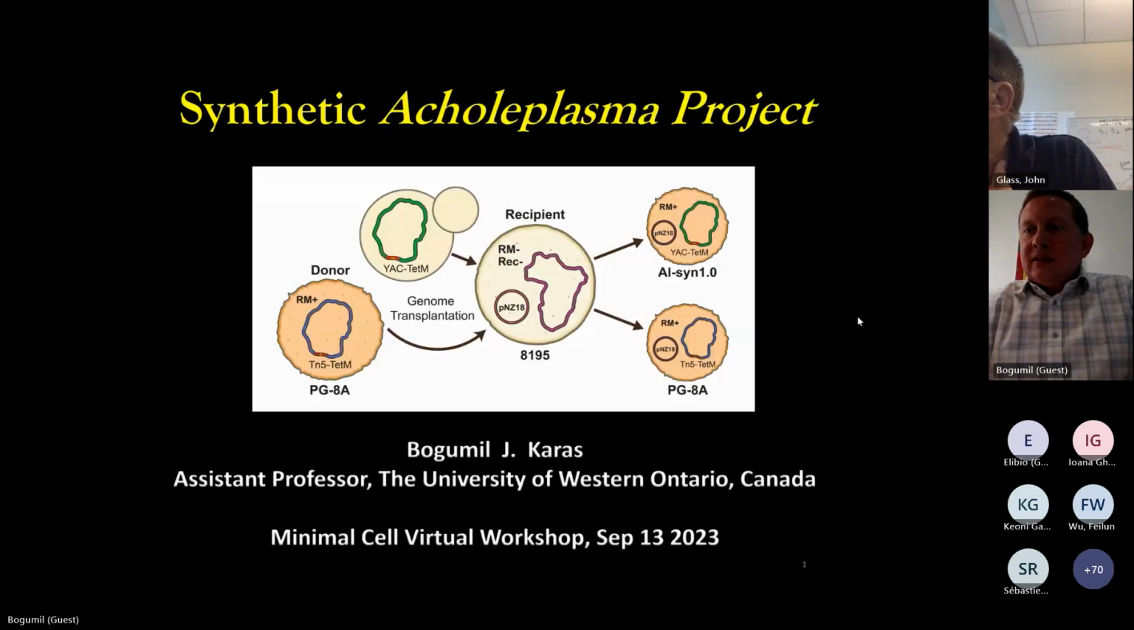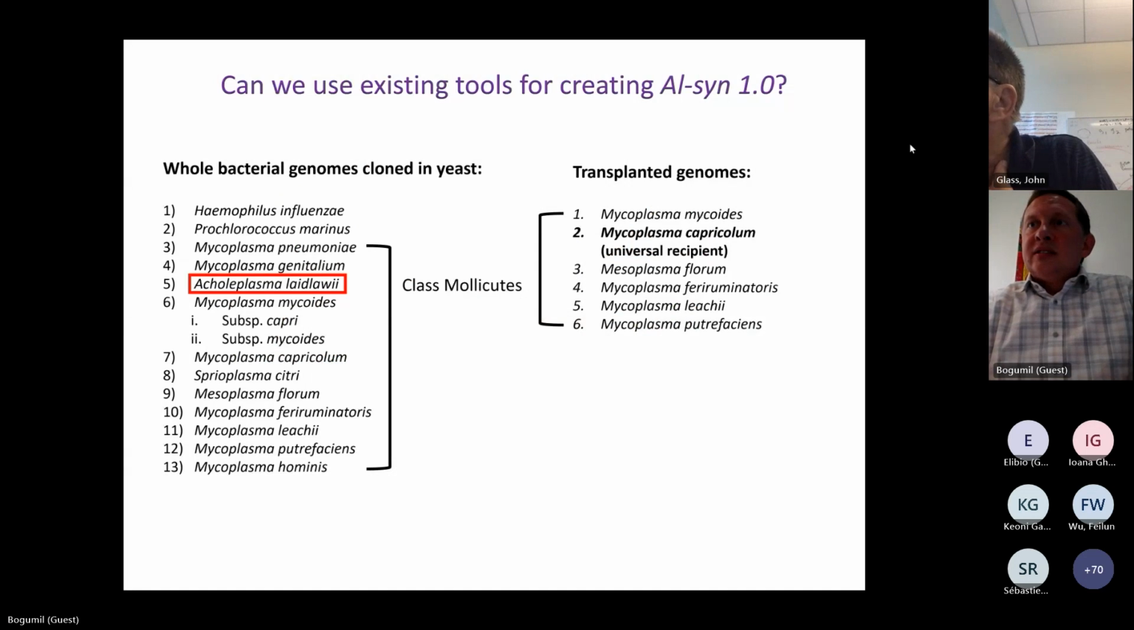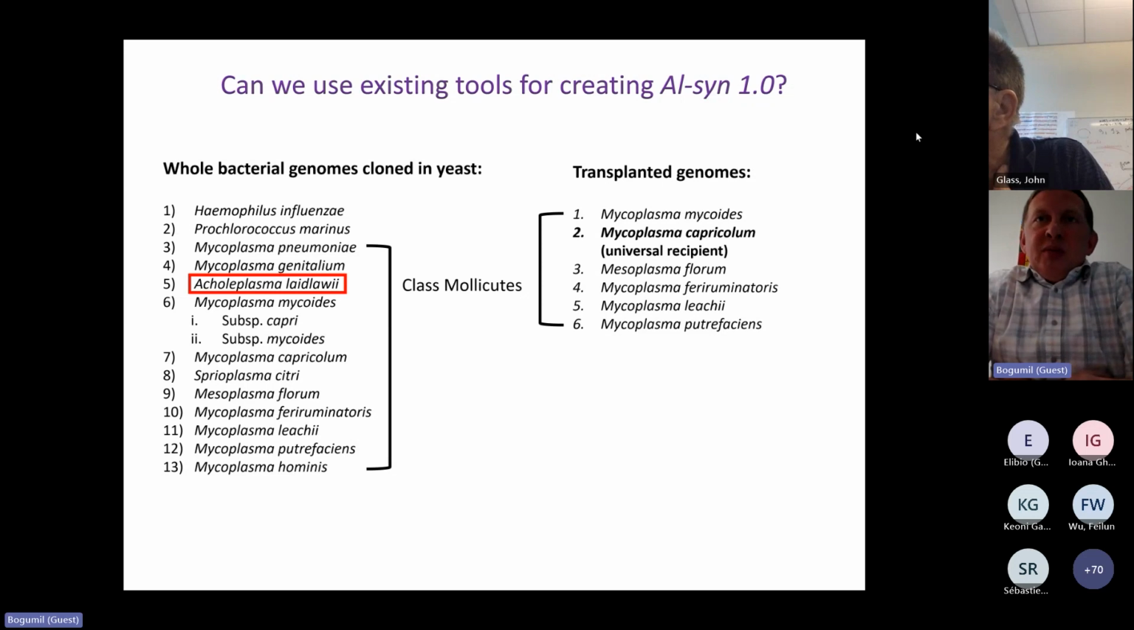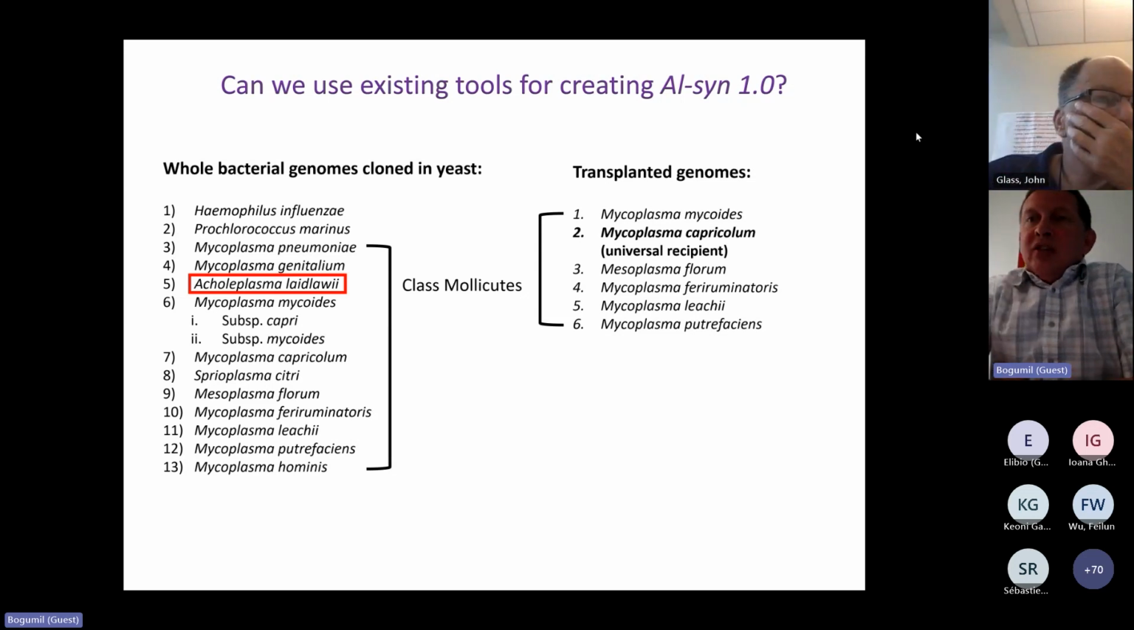Now, there were a number of genomes, so the first question was, can we simply use the tools that were already created for Mycoplasma to start creating the cells? Many genomes were already cloned in yeast, as we know, which is the very first step of creating synthetic cells. But when it comes to genome transplantation, so far only genomes with a non-standard genetic code have been performed.